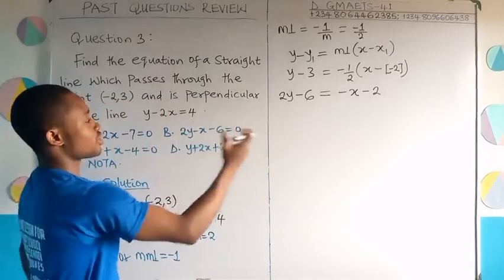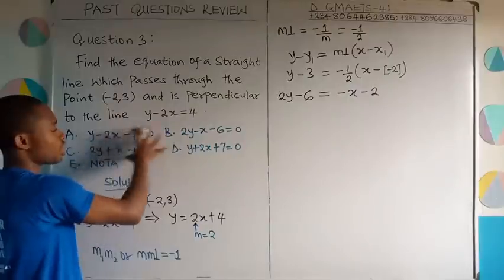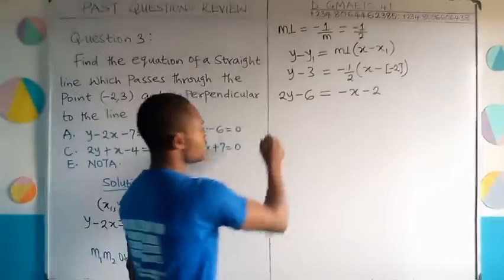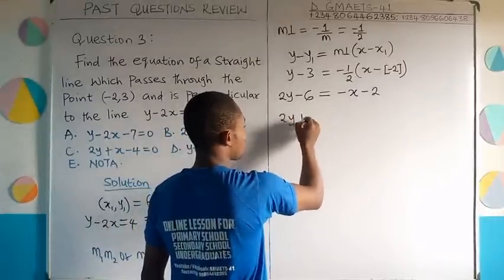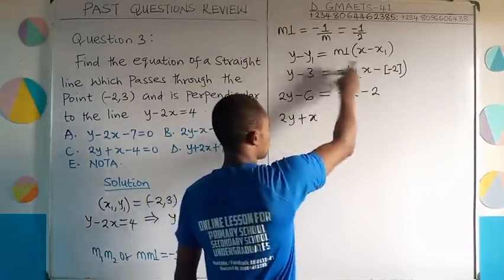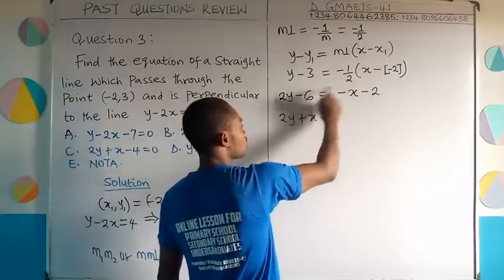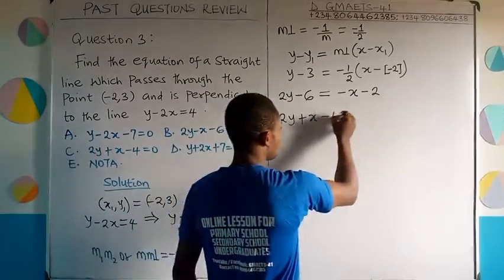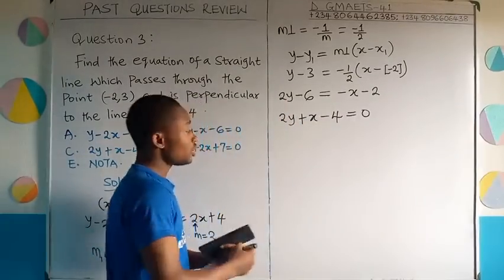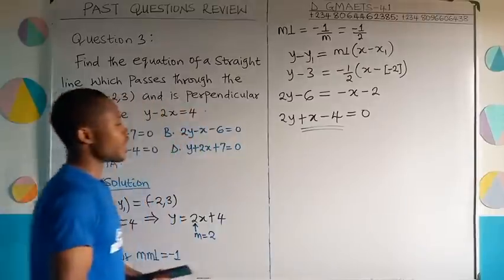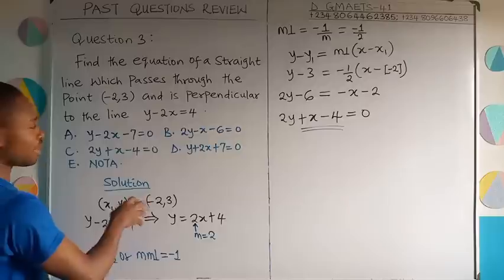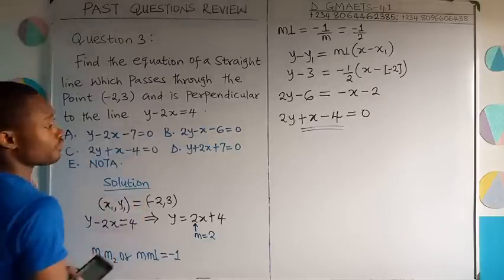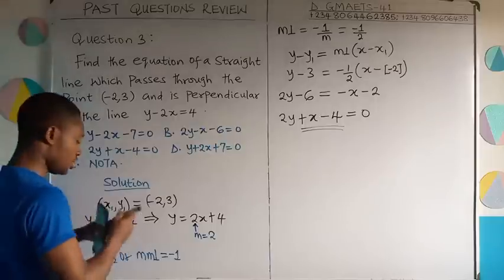All I have to do now is collect every term to the left hand side, because from the options here, everything was made equal to 0. And so this is going to give us 2y. If minus x crosses, it becomes plus x. If minus 2 crosses to meet this minus 6, the minus 2 becomes plus here. And so we shall have minus 6 plus 2, which is minus 4, equal to 0. And we are done solving this. Let's go back to the options and see which one is the correct option. So we've got option C, 2y plus x minus 4 equal to 0. Option C is the correct answer.